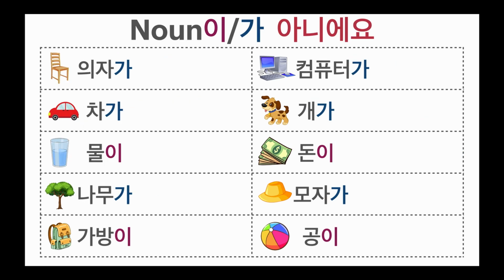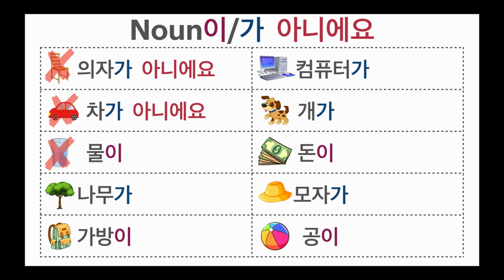Now let's go ahead and finish these sentences by adding 아니에요. Starting with, it's not a chair. 의자가 아니에요. It's not a car. 차가 아니에요. It's not water. 물이 아니에요. It's not a tree. 나무가 아니에요.